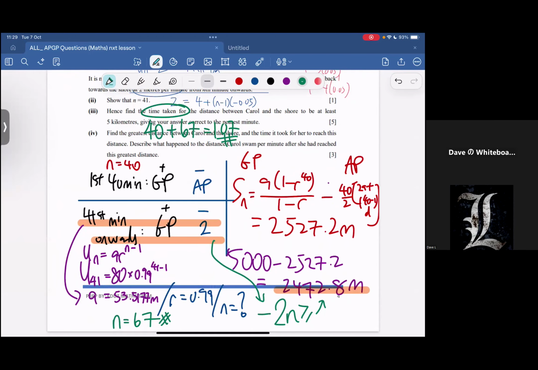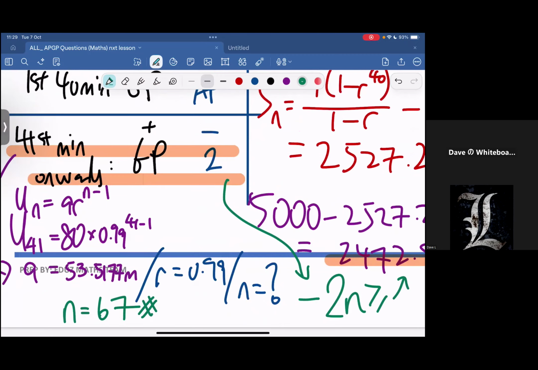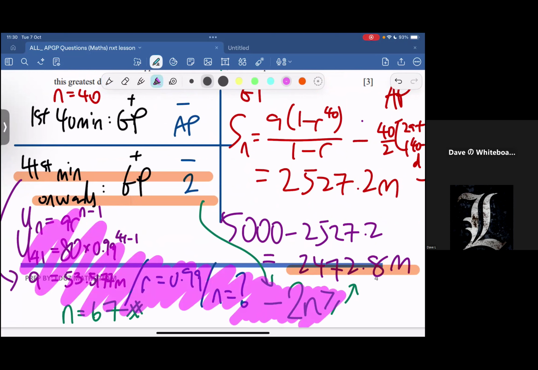After we solve all this, for part 4, what we have to do is find the greatest distance between Carol and the shore. To find the greatest distance, we have to go back to this equation, here, and type the whole equation into the GC. Remember, you always need to use the GC table method to discover the largest n. So we use the Sn of the GP minus 2n itself.